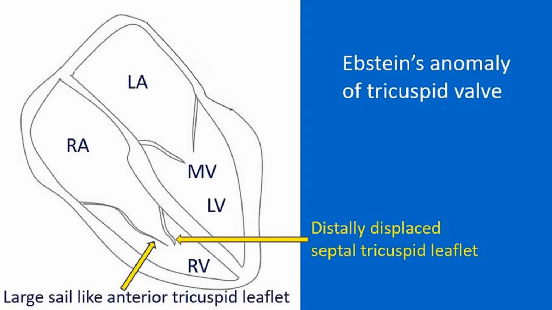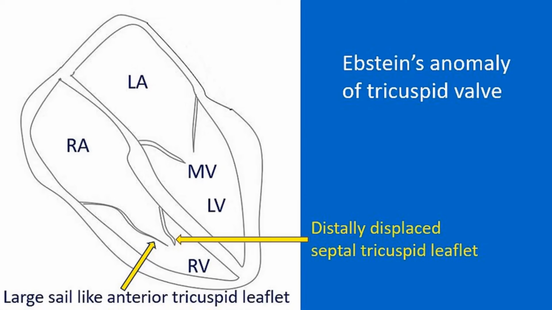Ebstein's anomaly may present with a murmur for evaluation in the pediatric age group, or in adults with arrhythmias or heart failure with cyanosis and exercise intolerance. Auscultatory hallmarks of Ebstein's anomaly are the multiple heart sounds and a superficial scratchy precordial murmur.